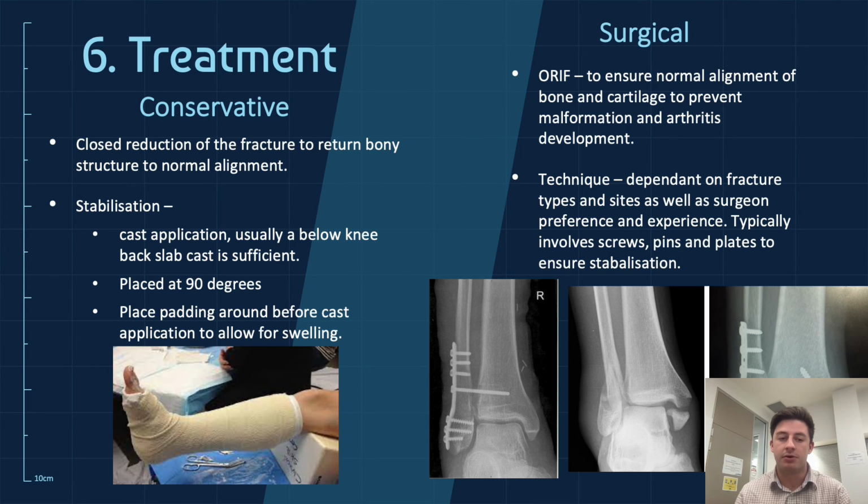And you can also place some extra padding around the limb when you are applying the cast, as it can be an area that swells quite significantly. So just being aware that you want to avoid any sort of pressure sores or sort of compression of the joint itself. And then this surgical management, so open reduction and internal fixation. So that's again trying to get that normal bony alignment.